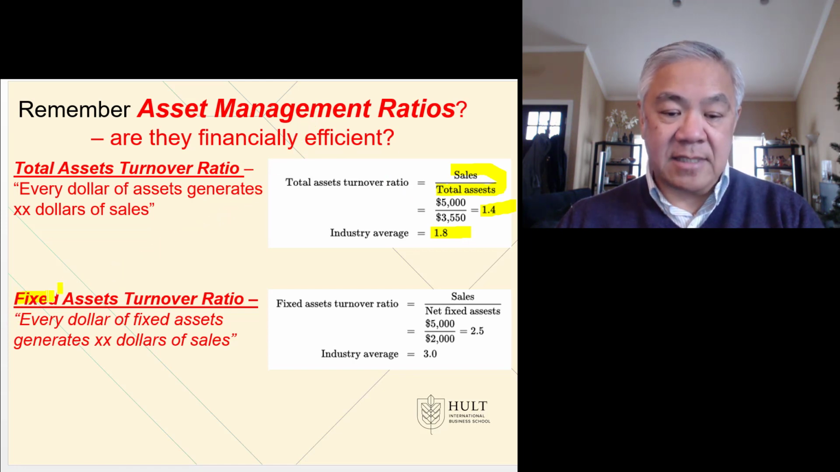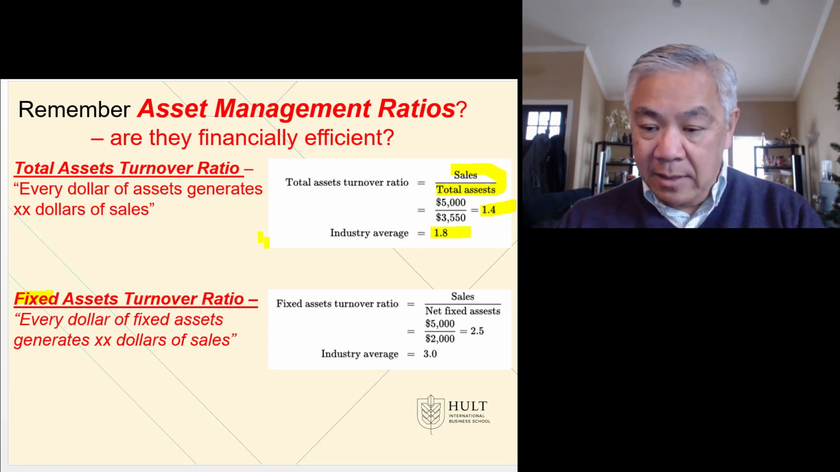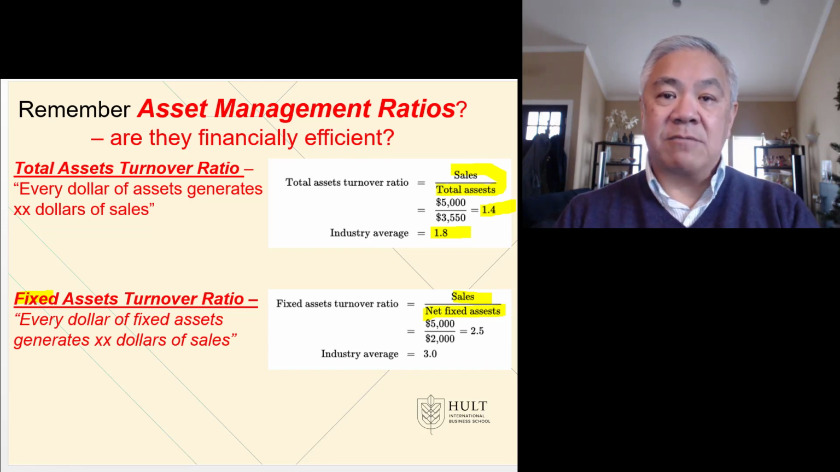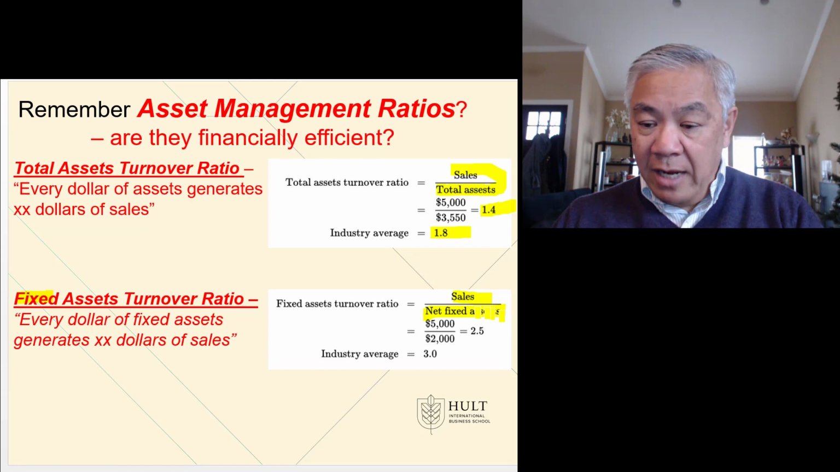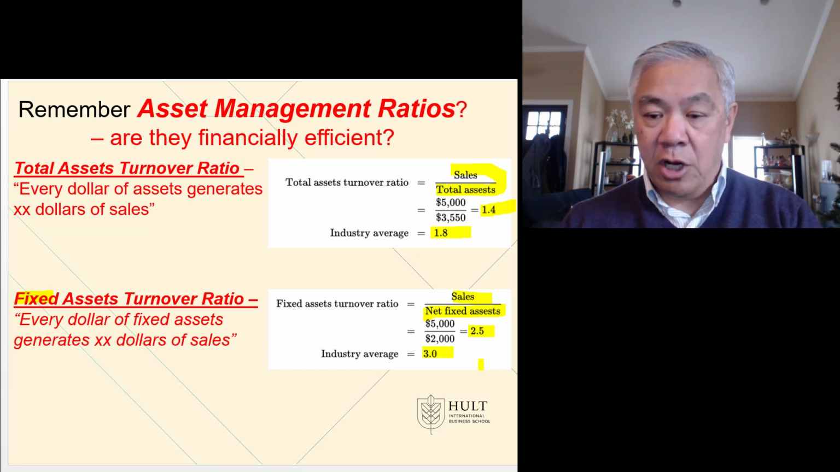The other one is fixed assets. So the fixed asset turnover ratio is very similar. However, we're just looking at their property, plant, and equipment. And the ratio, again, is simple. It's sales, but now we're going to divide by net fixed assets. Again, as we discussed in class last week, net fixed assets is equivalent to property, plant, and equipment minus accumulated depreciation. For microdrive, that ratio is 2.5 compared to the industry of 3.0. So once again, microdrive is not as strong as the industry generally. It only generates $2.5 per dollar of fixed assets compared to the industry at 3.0.